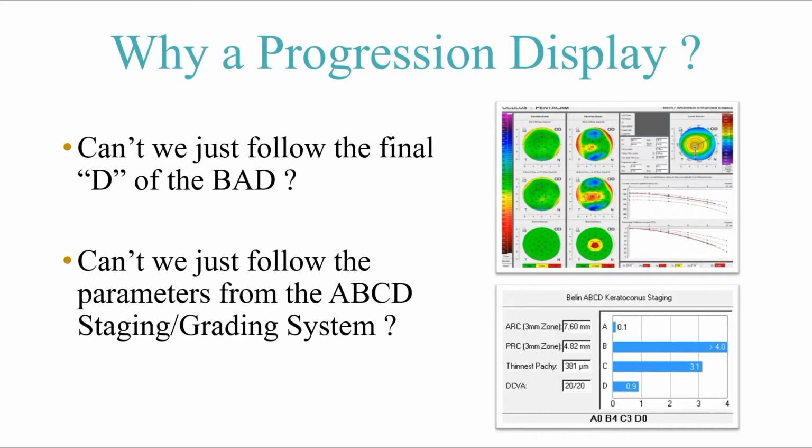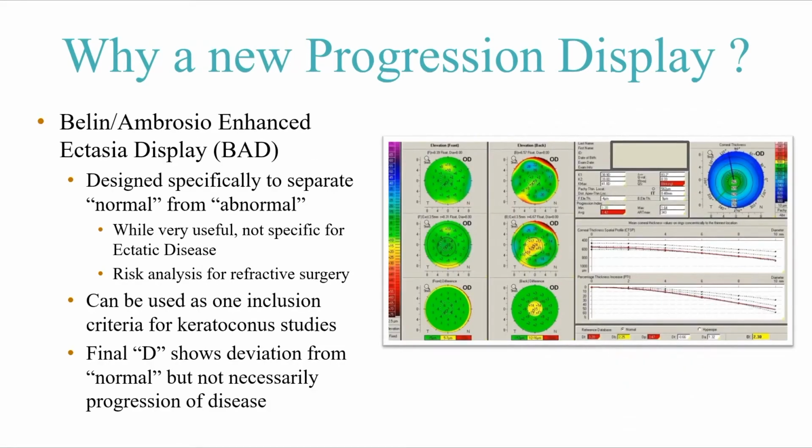The answer really is no. Each of these has a distinct utilization. Now, the BAD display was designed specifically to separate normal from abnormal. It's useful, but it's not specific for ectatic disease. It's really risk screening or risk analysis for refractive surgery. It can be used as one inclusion criteria in keratoconus studies, but the final D shows deviation from normal, but not necessarily progression of the disease.